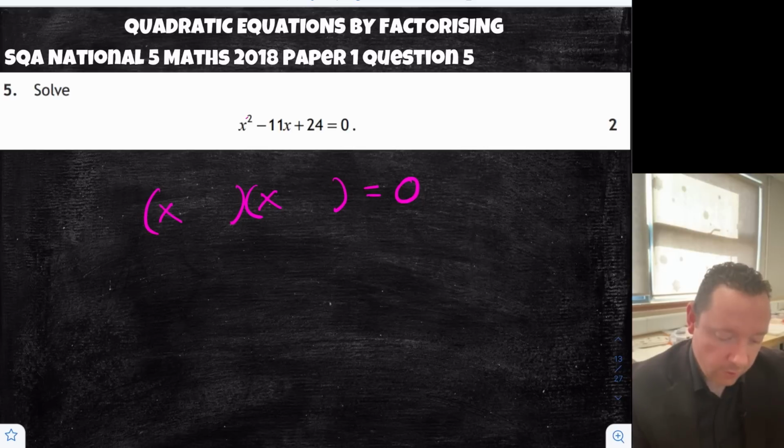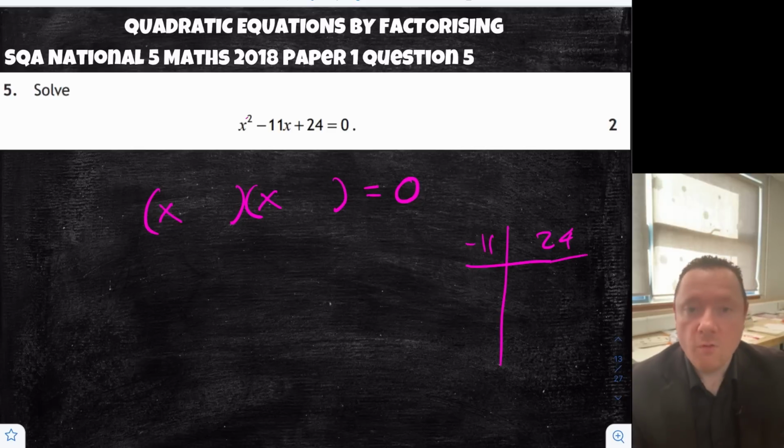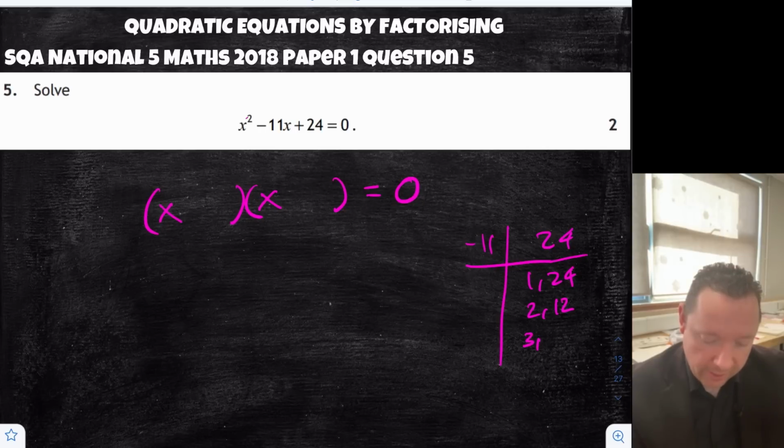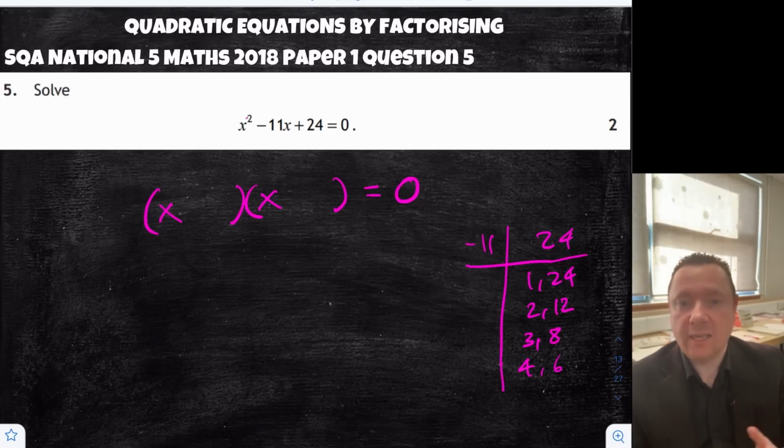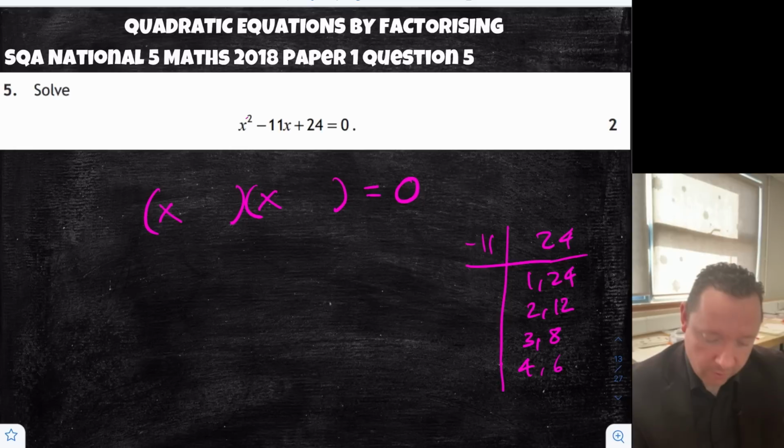To get my other numbers, I'm looking for two numbers that times to make 24, but add to make minus 11. So at the side, what you could do is write minus 11 and 24, writing down all the factor pairs of 24: 1 times 24, 2 times 12, 3 times 8, 4 times 6, and then I'm done. And you're looking for those pairs, can I add or take away to make minus 11? Well, I clearly can't do that with 24 and 1. Can I do it with 12 and 2?